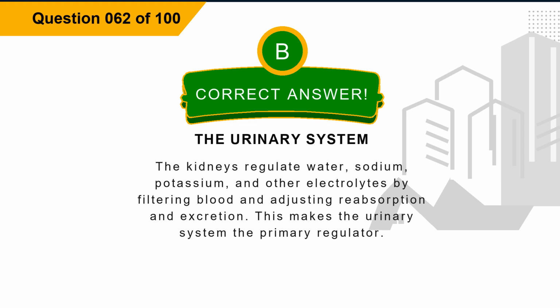Explanation. The kidneys regulate water, sodium, potassium, and other electrolytes by filtering blood and adjusting reabsorption and excretion. This makes the urinary system the primary regulator.